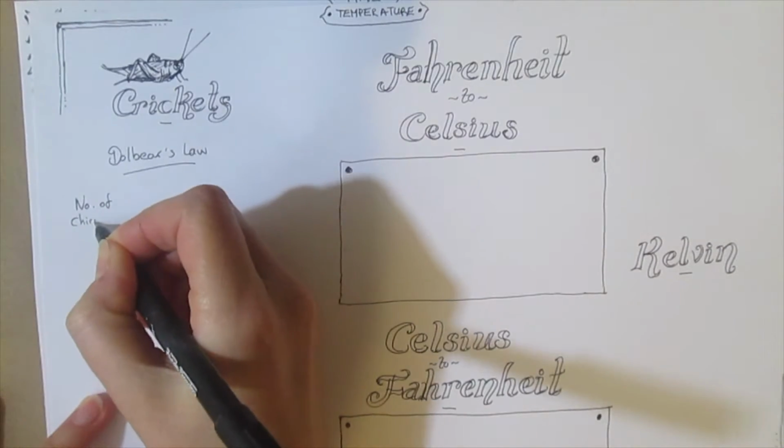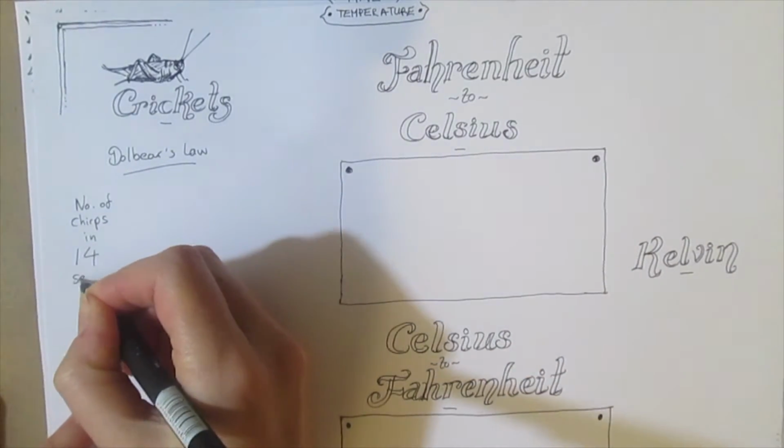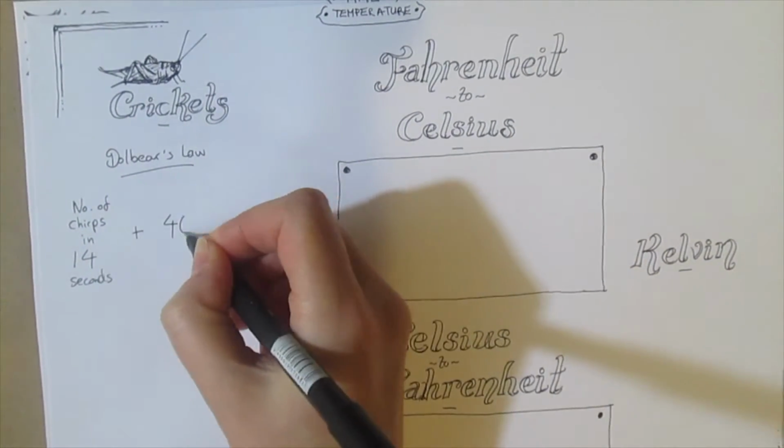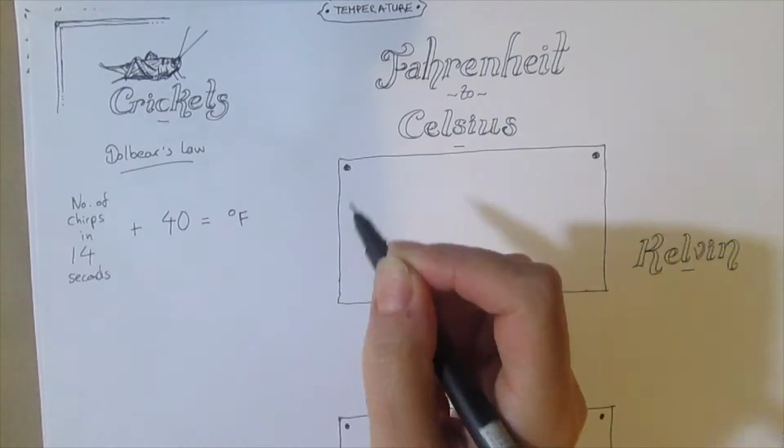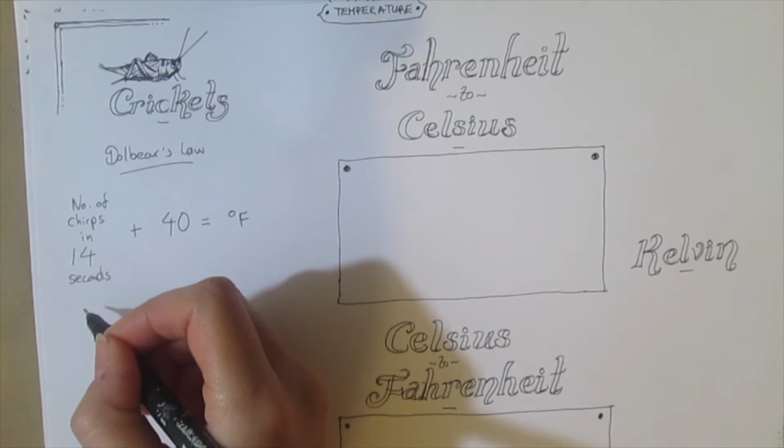If you want it in Celsius, it's a little bit more complicated, but not that difficult. Count the number of chirps in 25 seconds, divide by 3, and then add 4, and then you will have the temperature in Celsius. Here it is, Dolbear's law: the number of chirps by the cricket in 14 seconds plus 40 gives you your temperature in Fahrenheit.